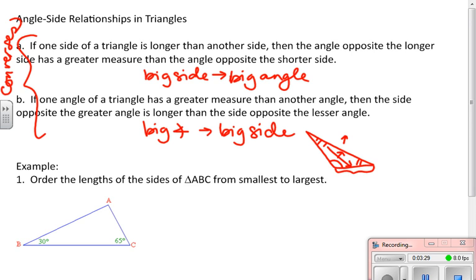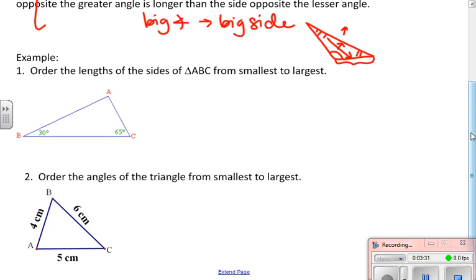So let's look at an example. Order the lengths of ABC from smallest to largest. Well, you first may think, well, I don't know A, but remember, triangle sum, I can find out that A is 85 by taking 180 minus 65 minus 30, and now biggest angle, biggest side.